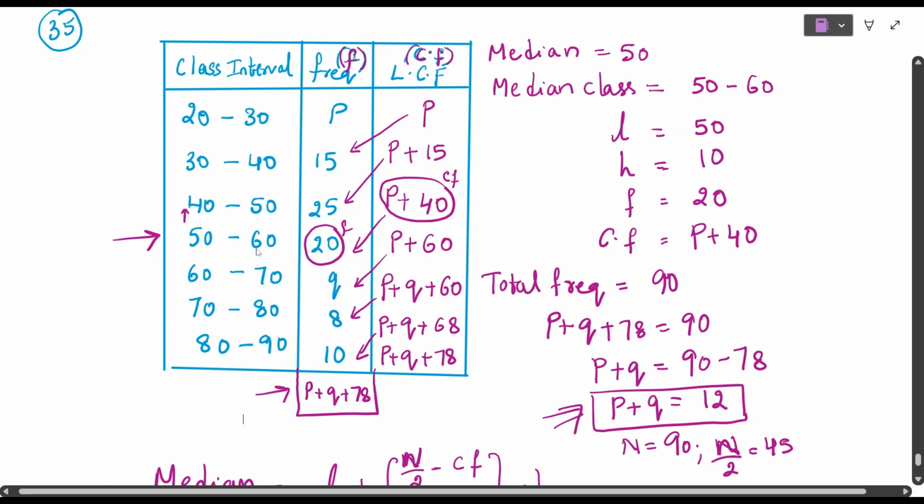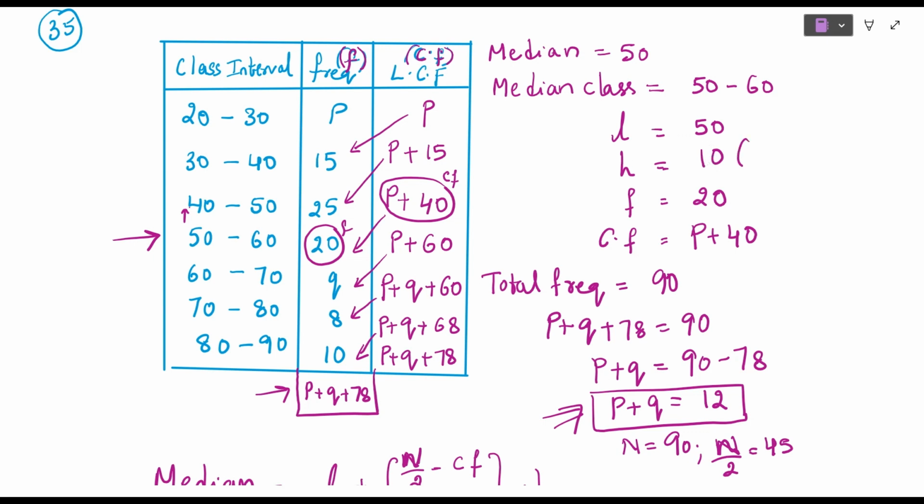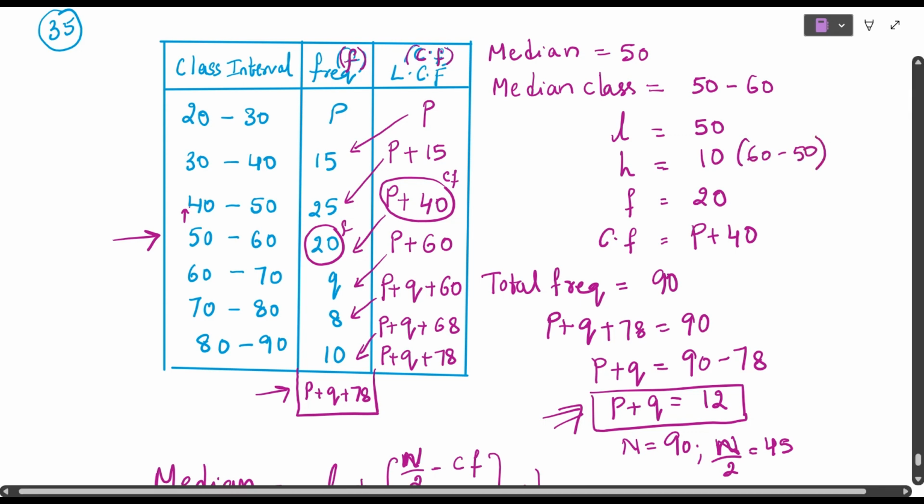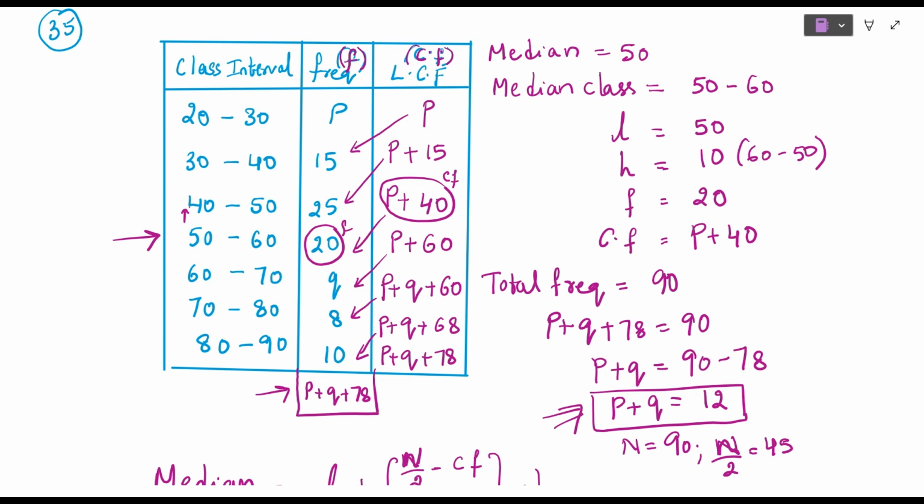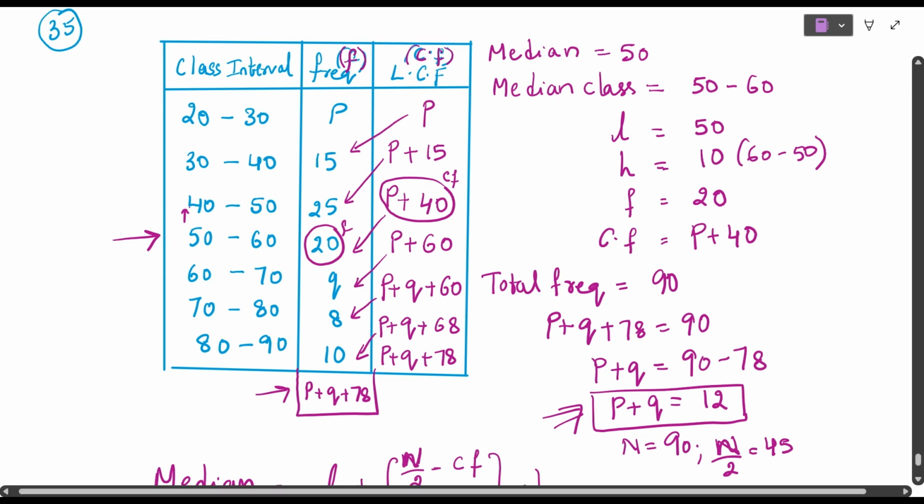So the median class will be 50 to 60, and from this the lower limit will be 50 and the height will be 60 minus 50, that is 10. So here we can write this as 60 minus 50. For better understanding I have written it here, but you can simply write H is equal to 10. Now F will be the frequency of the median class and CF will be the cumulative frequency of the class preceding the median class. The preceding class is 40 to 50, and its cumulative frequency is P plus 40. Now the total frequency they have also given, that is 90.